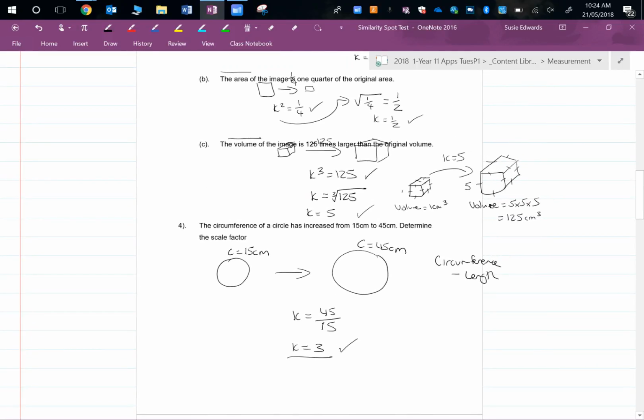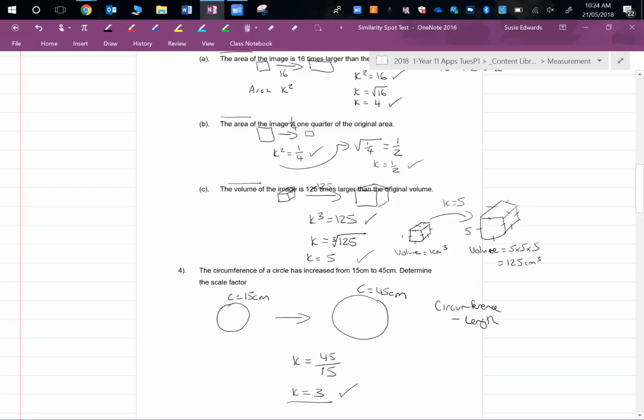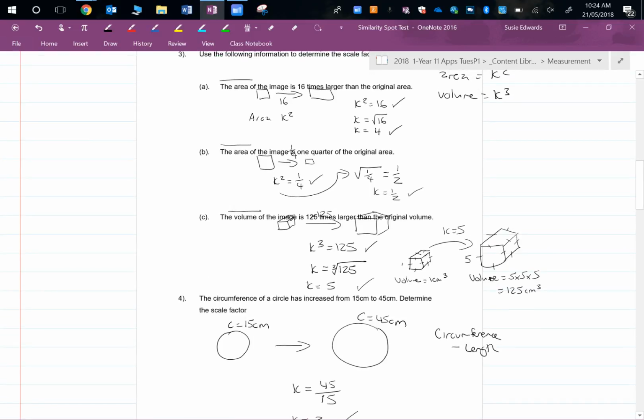Everyone okay? What was B again? For B, a quarter and a half. However, for any of these, if you got k equals 4, you get 2 marks. If you got k equals a half, you get 2 marks. If you get k equals 5, you get the 2 marks. Yeah, that's 0.25, you get 1 mark.